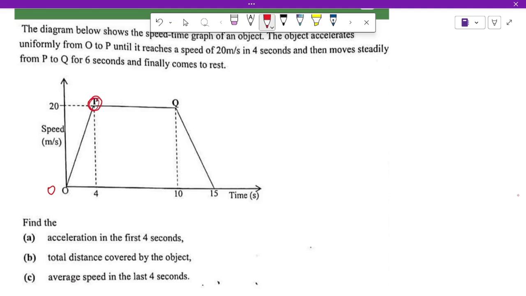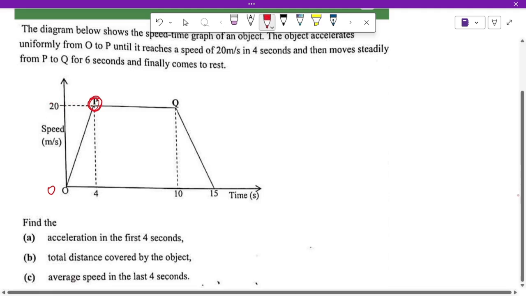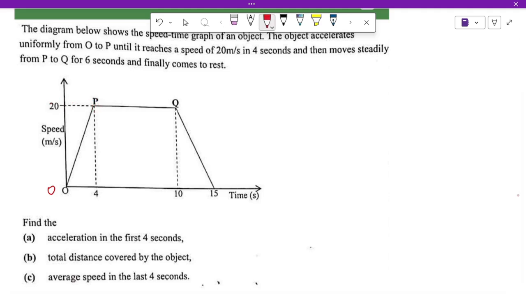Okay, so what was the speed at this point? You need to check now the axis for speed here. What is the value there? The speed was 20 meters per second, and then it moved at 20 meters per second from P to Q. You notice that this was constant speed. It was just moving at 20 meters per second.